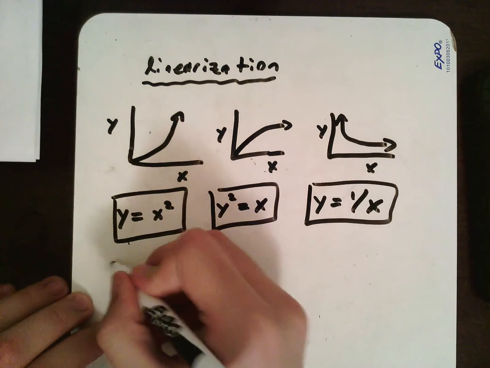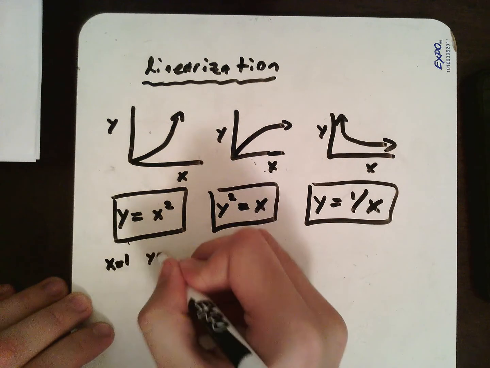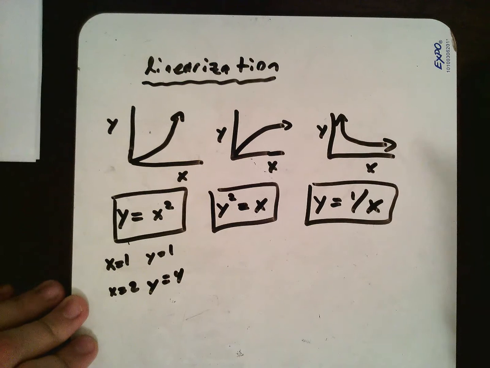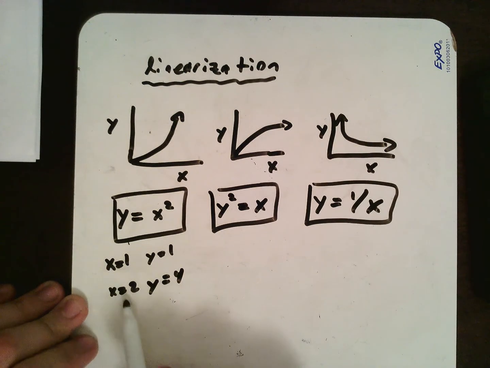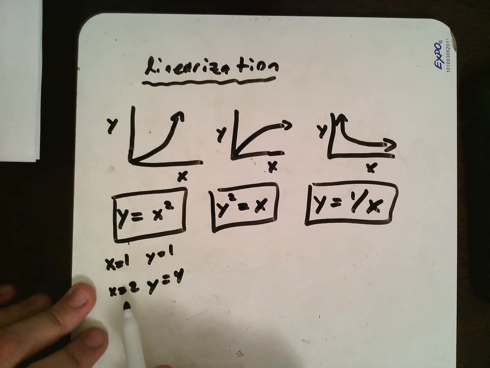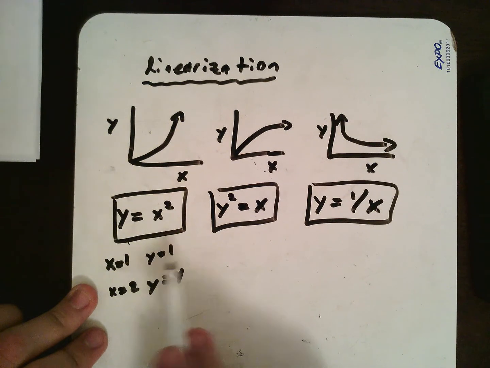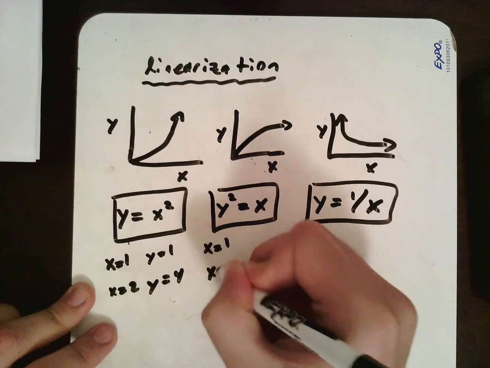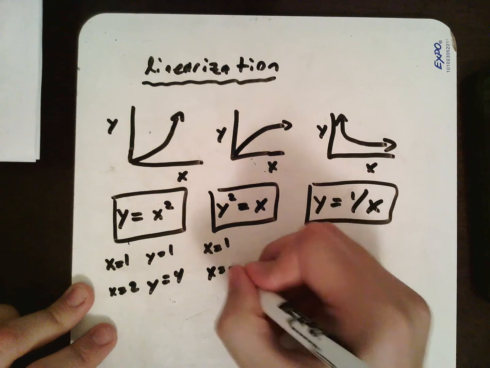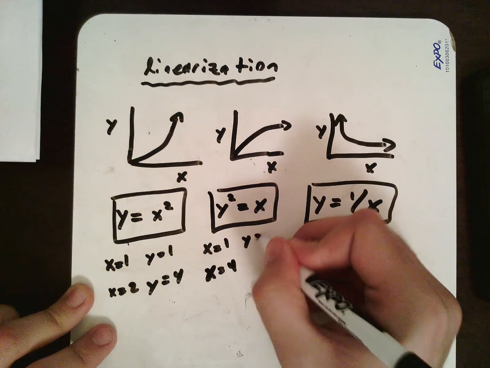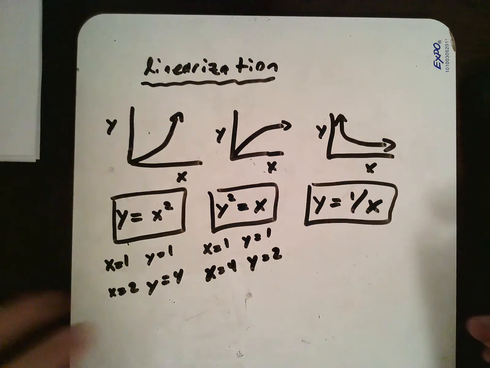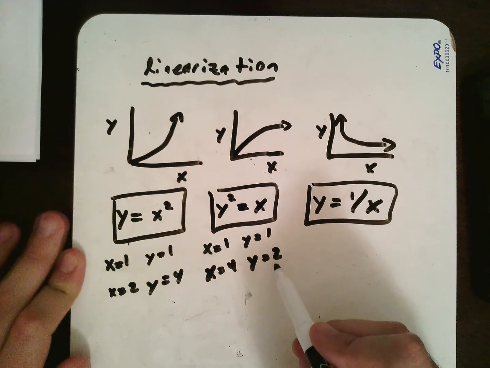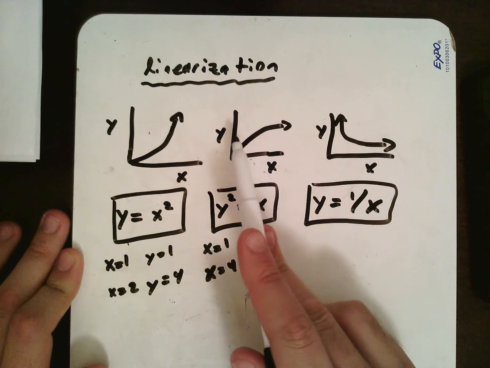So let's test it. If x equals 1, y equals 1. x equals 2, y equals 4. So a change of 1 unit in x is a change of 3 in y. So y is going to increase much faster than x. Let's try it here. Let's do x equals 4, y equals 1, y equals 2. So a change of 3 units in x is a change of only 1 in y. So a change in y creates a much larger change in x.